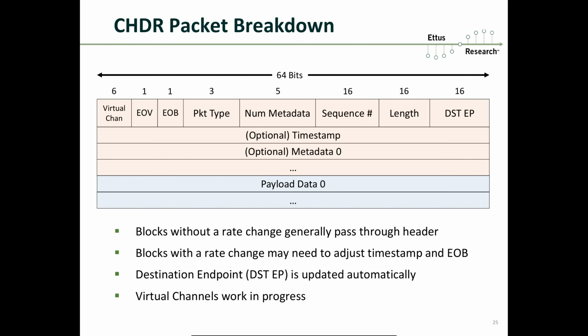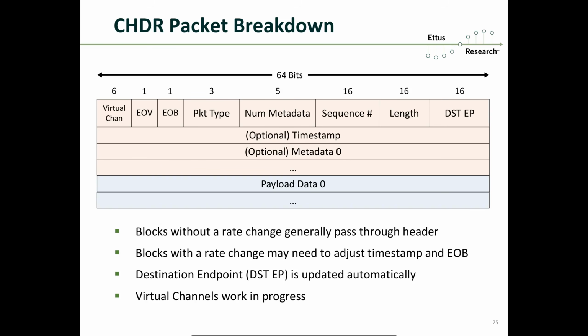And then we have the dest EP, which stands for destination endpoint, or destination stream endpoint. That's sort of where we're routing this packet. One thing about that is that it's controlled by the stream endpoint, so they'll replace that value automatically, so it's not really anything to worry about.